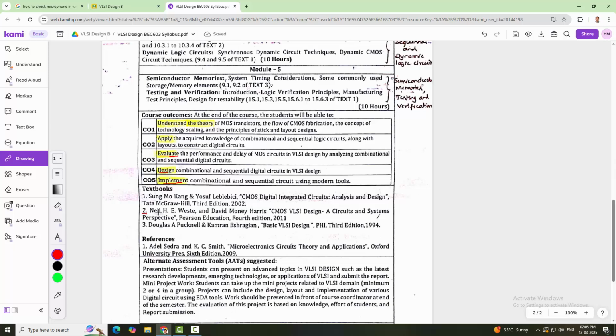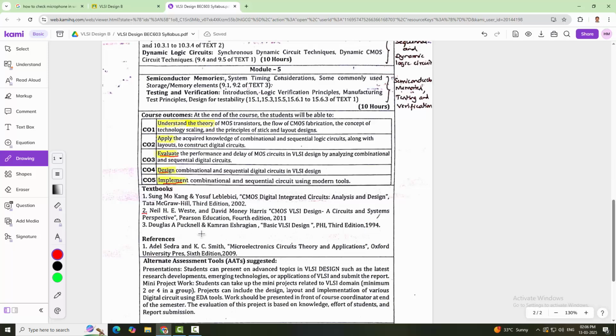The second book, which is the most important and covers nearly 90% of the syllabus, is authored by Neil H. E. Weste and David Money Harris. The title of the book is CMOS VLSI Design, with the subtitle A Circuits and Systems Perspective. The publisher is Pearson Education, the edition is the 4th, reprinted in 2011. The last required textbook is authored by Douglas A. Pucknell and Kamran Eshraghian. The title is Basic VLSI Design, the publisher is Prentice Hall of India, it is the 3rd edition, and the year of print is 1994.